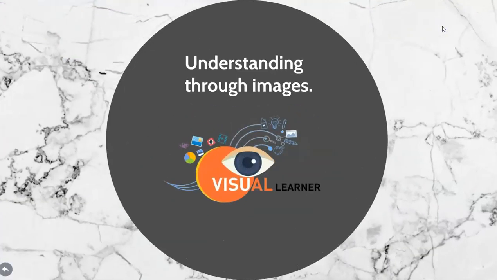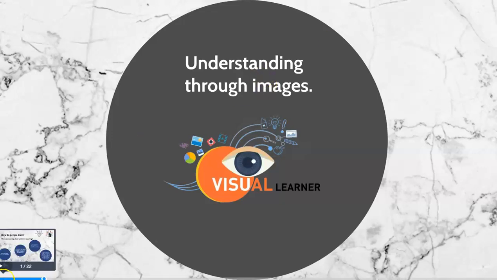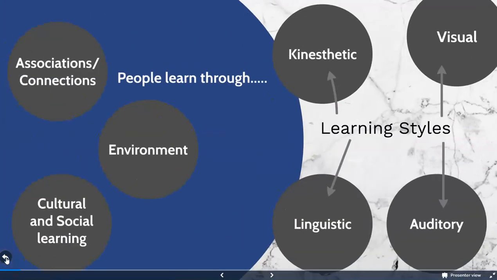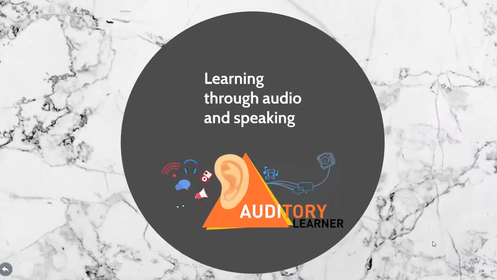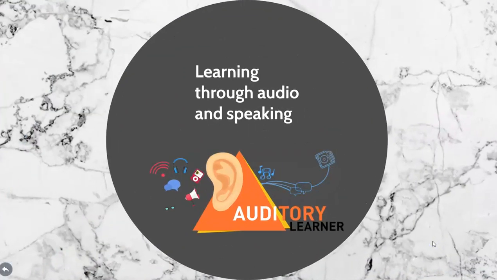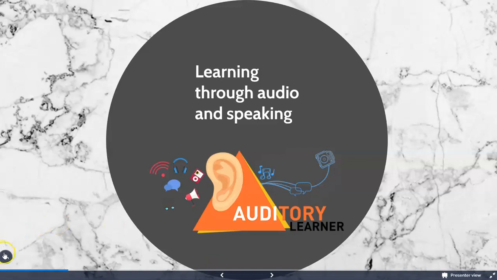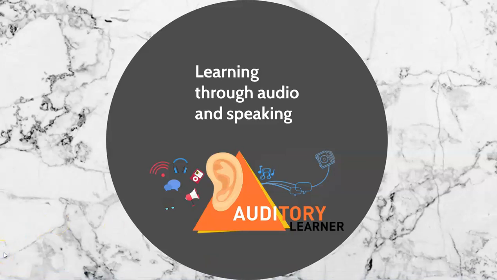So visual is a learner that learns best through using their eyesight. They understand the information based on images. An auditory learner learns best through audio and speaking. They repeat the information over and over again, and this helps process the information and gets transferred over.